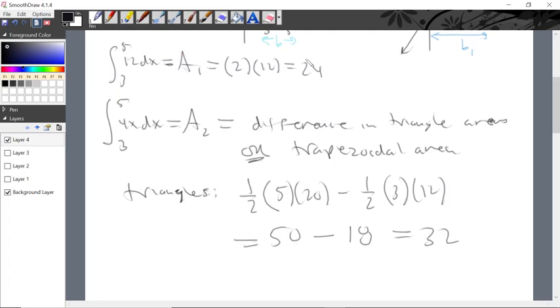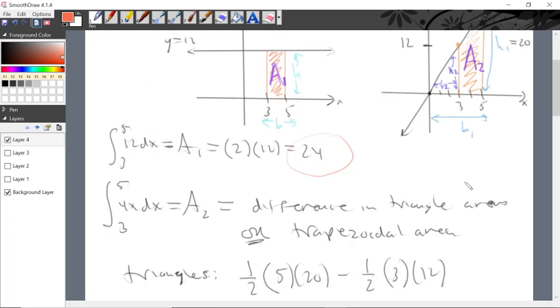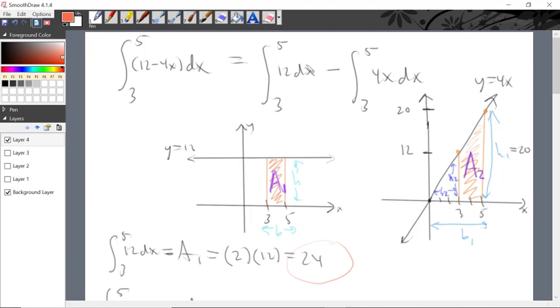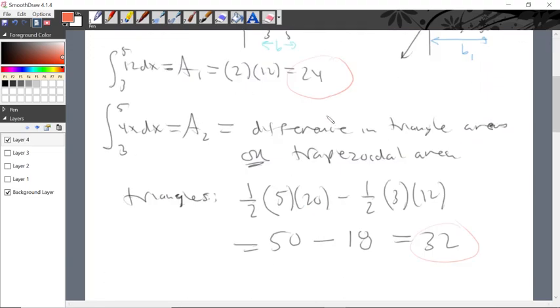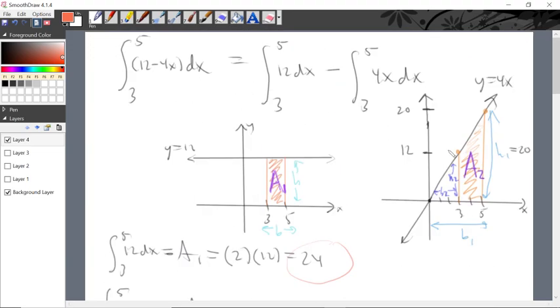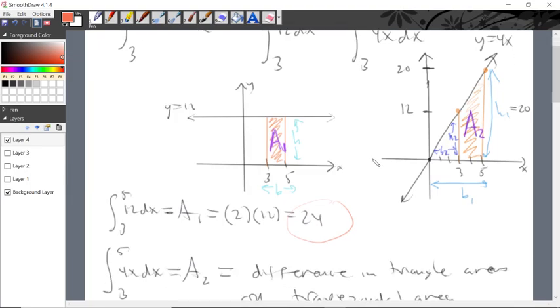So back up here, A1 was equal to 24, and I've got that A2 is equal to 32. Already we see the answer is going to be correct, as we subtract the first minus the second, 24 minus 32, which gives us our original answer of -8. It's just another way to geometrically interpret this.